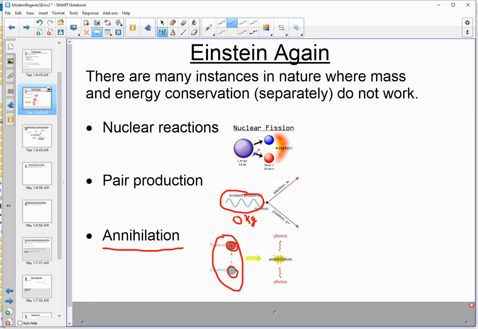But leave it to a genius like Einstein to say, even though they might be separately violated, if you look at them as one law, whenever we appear to be losing mass, we're gaining energy. And whenever we appear, such as in pair production, to be losing energy, we're gaining mass. So perhaps energy and mass aren't different at all.